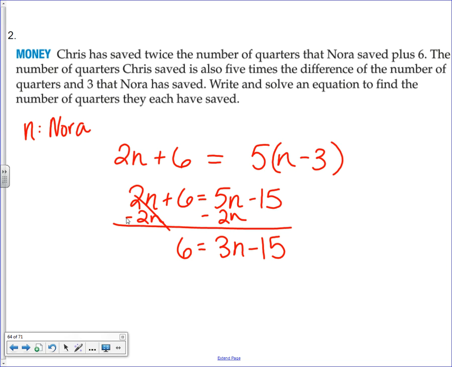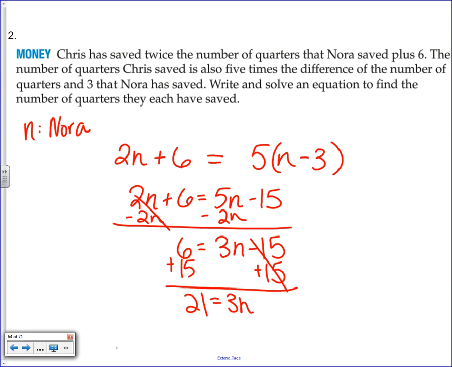Ladies and gentlemen, are you staying with me here? Okay, now that I have this, what are you going to get rid of? And how do you do that? You got it. Now we're in business. So now I have 21 is equal to 3n. Braden, how about you finish that for me? And what do you get? N is 7, folks. So who has 7 quarters? Nora has 7 quarters. That's what N was, right?